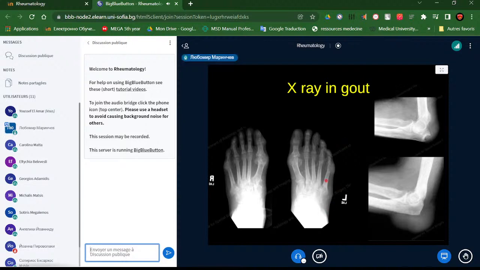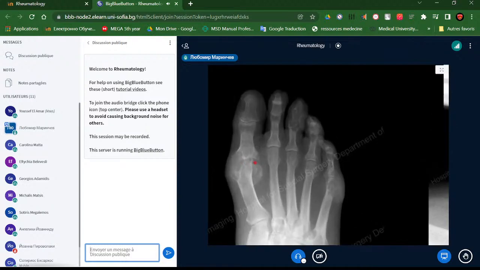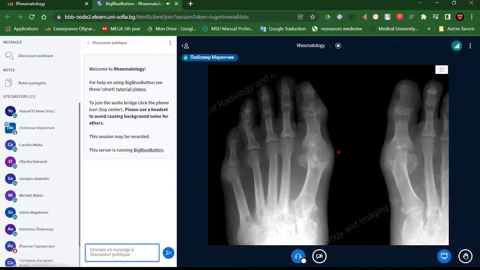This is the X-ray. I shall magnify to see better. You see here the tophus, and this is a bone tophus, and this is a soft tissue tophus. And you see here the destructive changes of the first big toe joint, the first MTP, which is very, very important here. This is typical for gout. Typical.